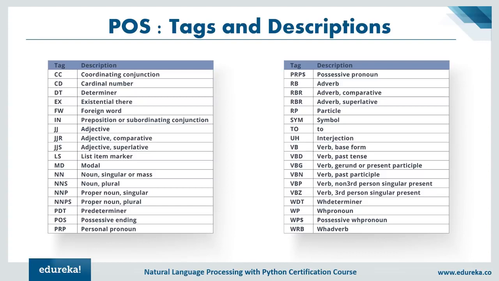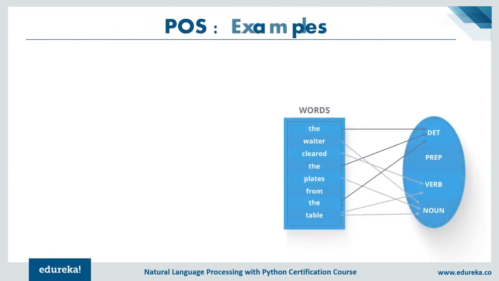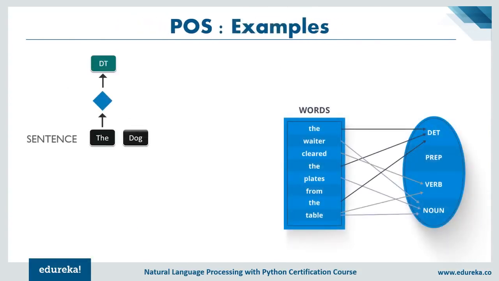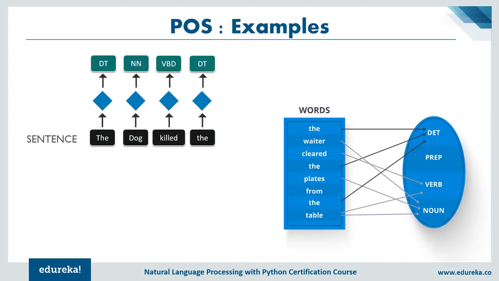Now we can use POS tags as a statistical NLP task. It distinguishes the sense of the word, which is very helpful in text realization, and it is easy to evaluate as in how many tags are correct. And you can also infer semantic information from the given text. So let's have a look at some of the examples of POS. Take the sentence, the dog killed the bat. Here, the is a determiner, dog is a noun, killed is a verb, and again, the and bat are determiner and noun respectively. Now let's consider another sentence, the waiter cleared the plates from the table.